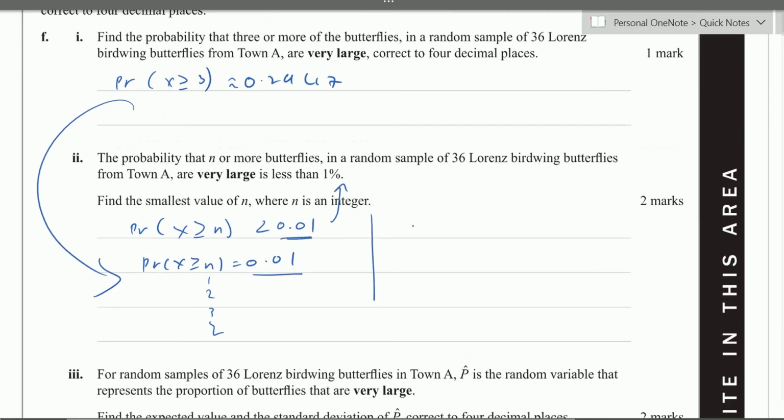But there's also a function on the CAS. So the easiest way to do it is to go into your normal CDF, the one that you would usually use, not normal, binomial.